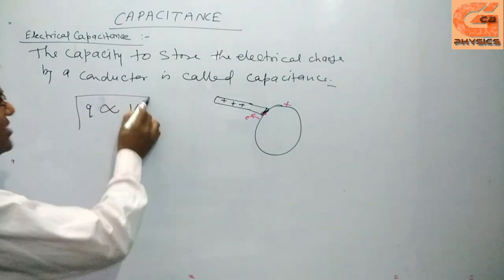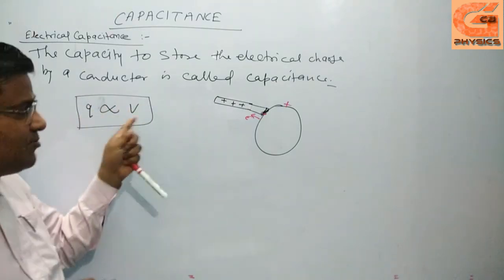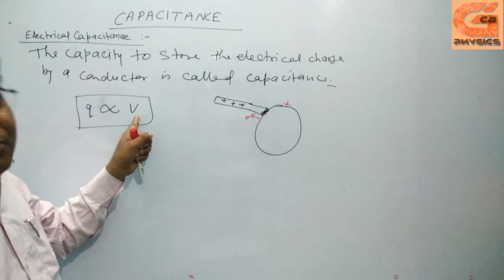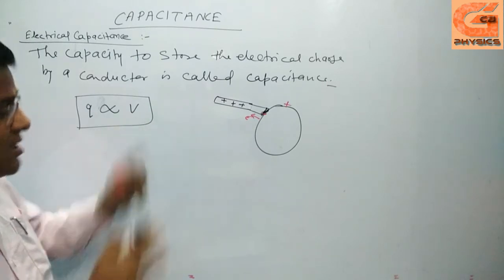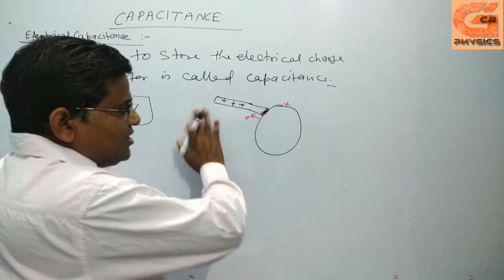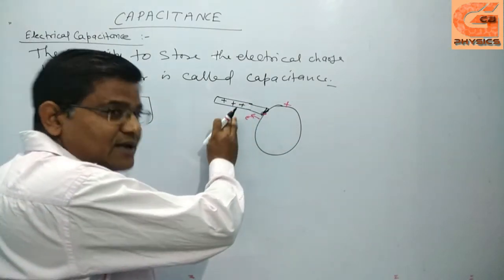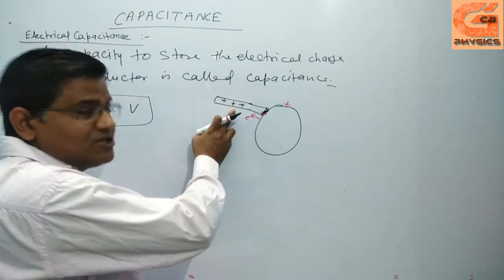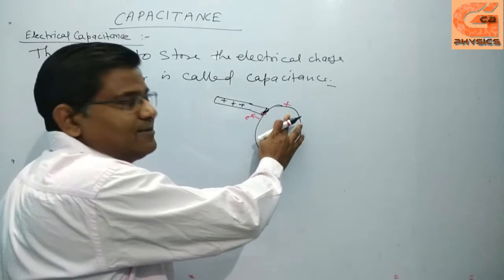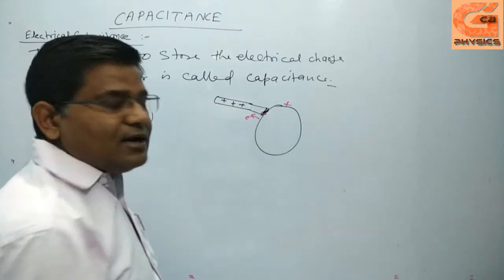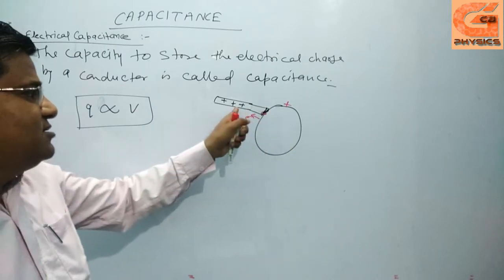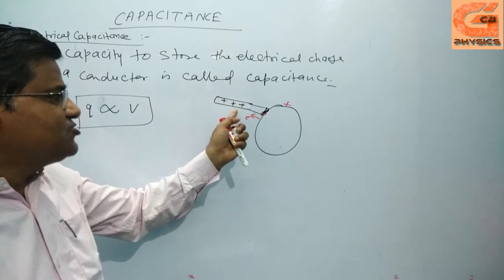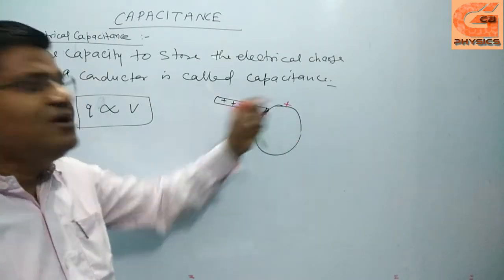For a positively charged body, Q is directly proportional to V. It means that when the charge increases, the electric potential also increases. Charge is directly proportional to electrical potential. This is a very simple concept. When a neutral body is in contact with a positively charged body, electrons move from the neutral body to the other and it gets positively charged. After the transfer of electrons, it becomes positively charged.